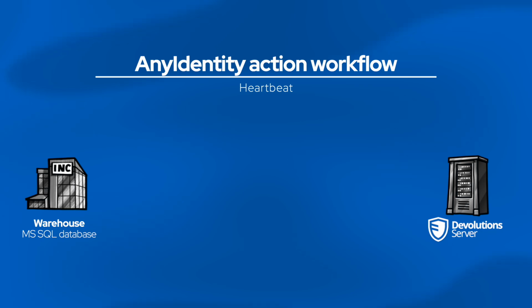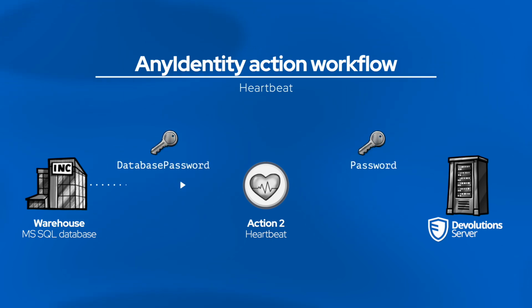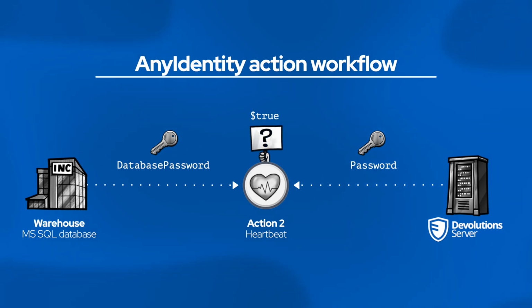Now that we have our PAM accounts created, let's move on to the heartbeat properties and script. Now, the heartbeat is the action that reads the current password value of an account and compares it to the value stored by the PAM. So here, DVLS is expecting the script to return a Boolean value of true to let it know that the action has succeeded.